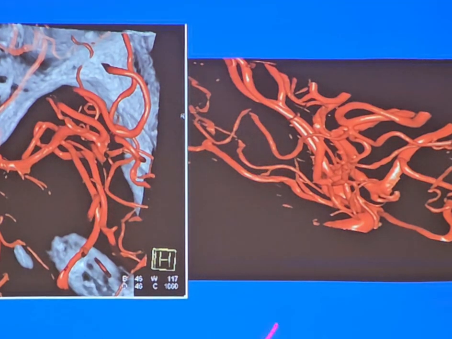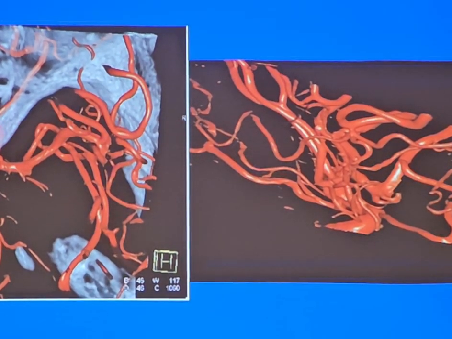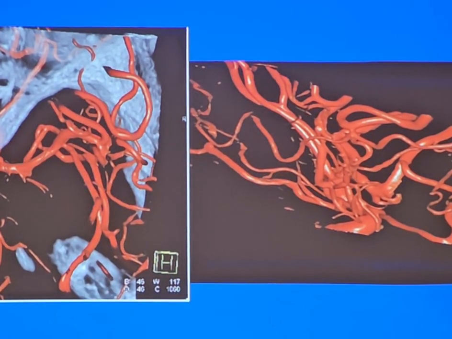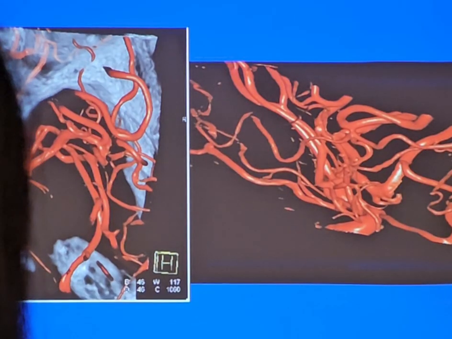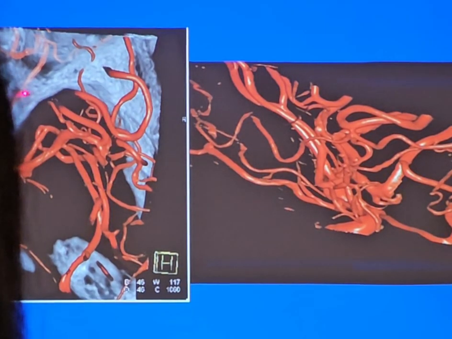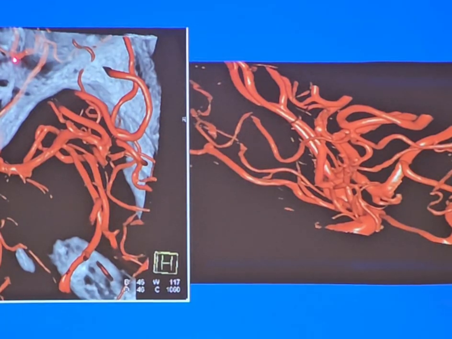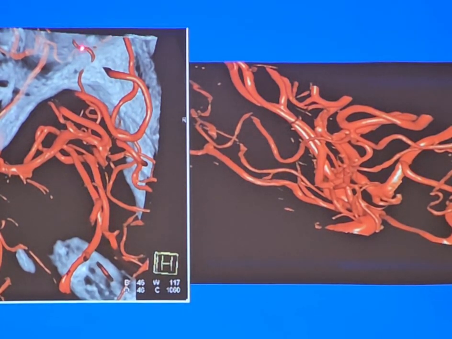And this is just that same vessel in 3 dimensions. So you can see this is looking from above. Here's the anterior clinoid, this is sphenoid wing, optic canal, there goes the artery, lateral to the optic nerve, crosses over superiorly, and then continues. And there's the lacrimal branch going to the lacrimal gland.